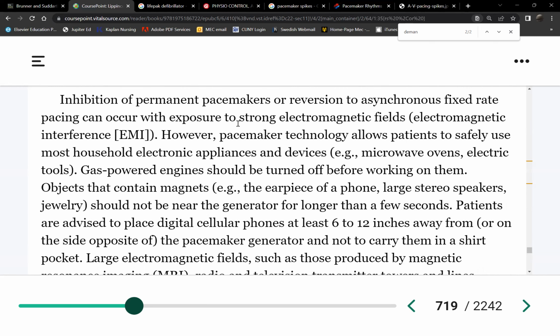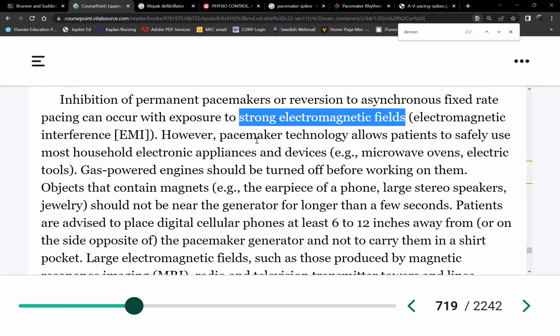The easy part here is that when we go to ICDs, the teaching is the same. ICDs and pacemakers have similar teachings, so you don't have to study a separate one for ICDs. That's a good thing. So what do we teach the patient? Avoid strong electromagnetic fields. What equipment has strong electromagnetic fields? Anything that has large magnets: MRIs, welding equipment, large stereo speakers. Stereo speakers have large magnets.